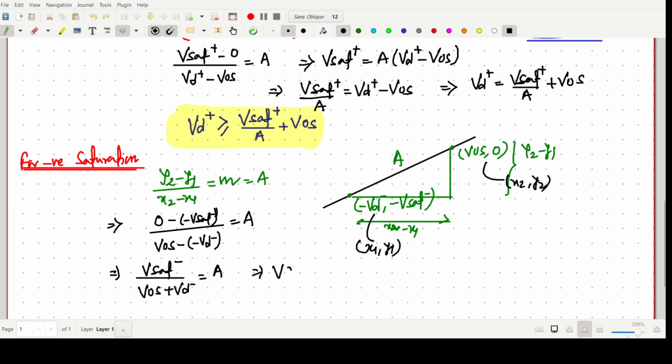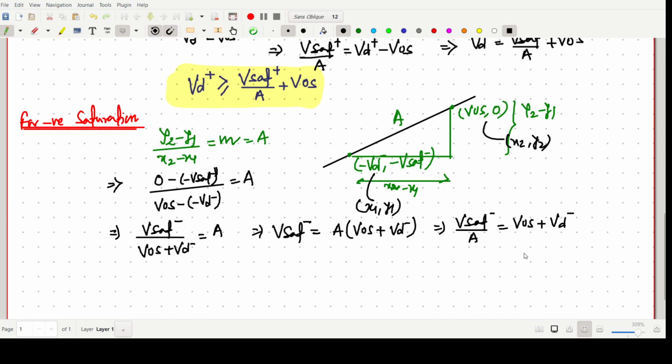So now once again we have to solve this one. Vset minus equals A times Vos plus Vd minus, or one can write this as Vset minus by A, simple calculation, equals Vos plus Vd minus.